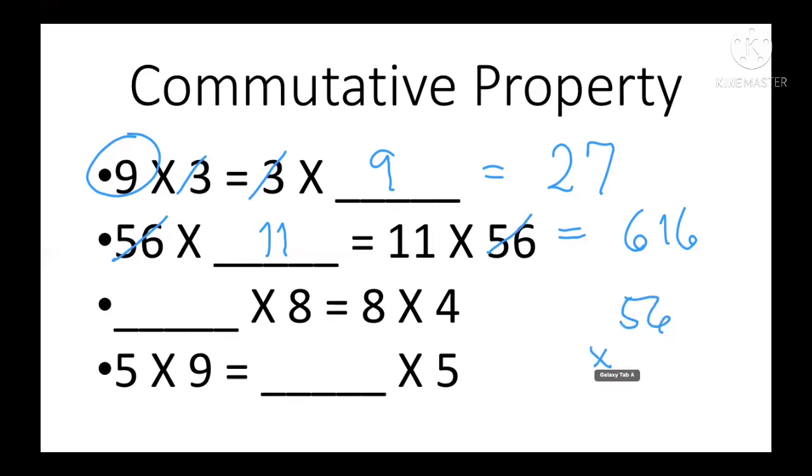56 times 11. So we have 6, 5, 6, 5. 6, 11, 6. 660. See? As easy as that. Don't you worry, you will do those also later on. Okay? Next number. Blank times 8 equals 8 times 4. What will be the number on the blank?